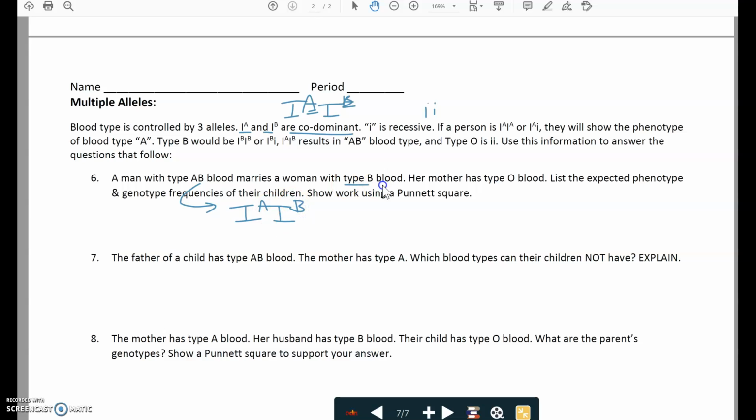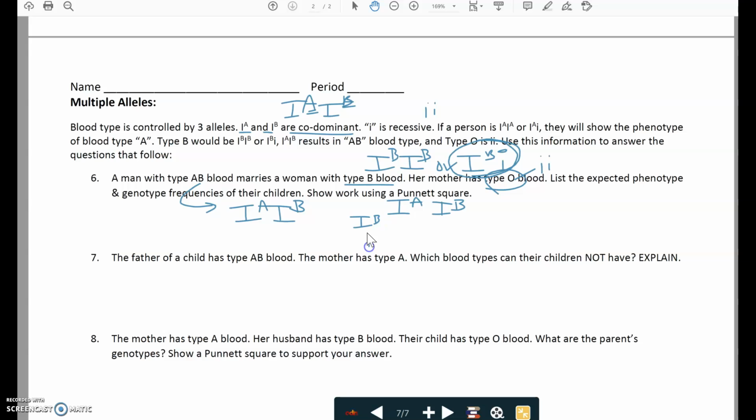Now it says he marries a woman that's type B. Well, we just said B could be this, or it could be this, but they tell you that her mom was type O, which means her mom had to have given her, remember the only code for O is little i, so the woman must be this. So they want to know what kind of kids they can have, their genotypes and phenotypes. In other words, what they'll look like, what their blood type will be, and what their genes will be.